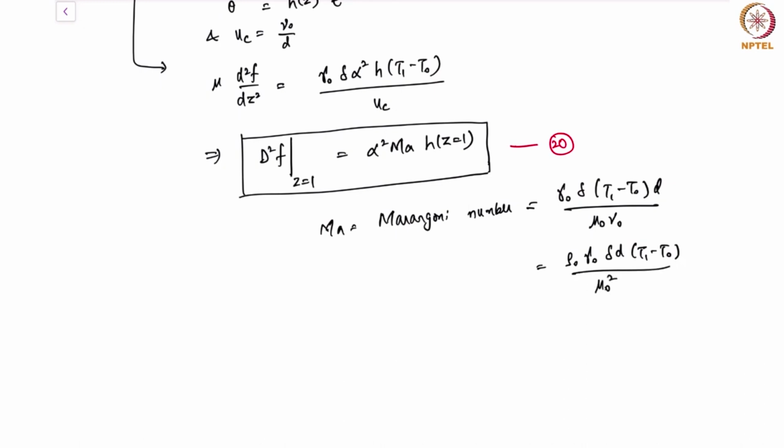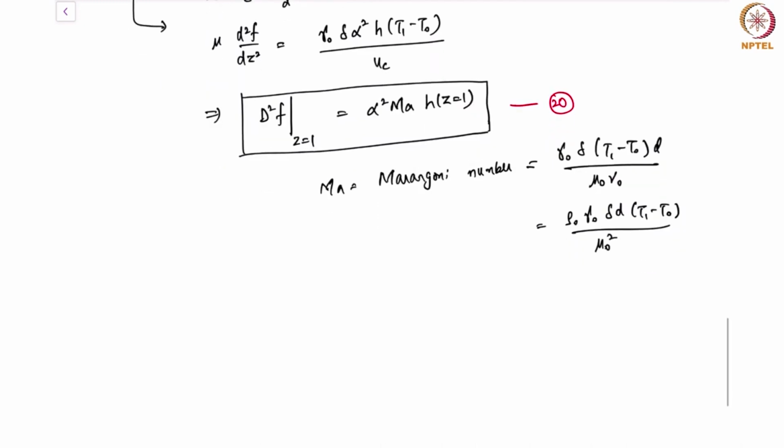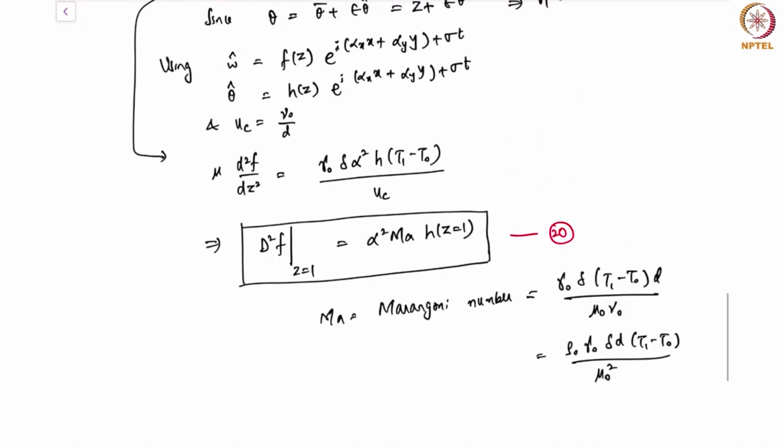So this Marangoni number depends on the temperature difference and all the other material properties and the geometric property d. And also note that the Marangoni number contains the quantity delta. Delta is nothing but it tells us the sensitivity of the surface tension to temperature. So delta will have units of surface tension to temperature.